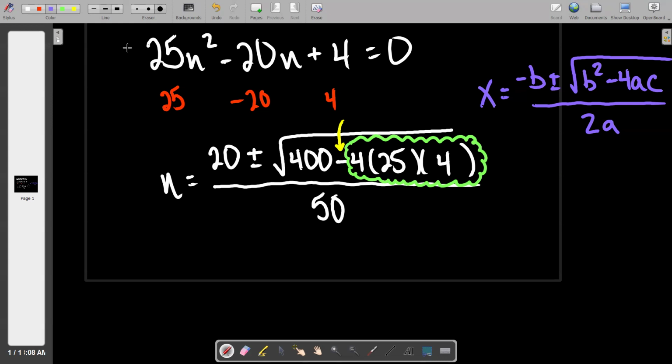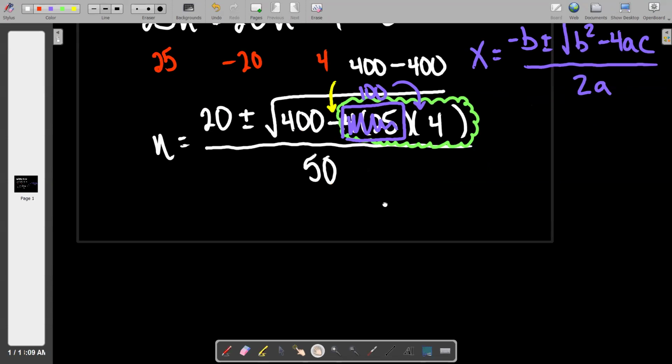Yes, because these two in this purple box equal 100, right? So if I replace that with 100, and then I still have to multiply it by 4, 100 times 4 is 400. So what I really have inside the square root sign is 400 minus 400. And what does that equal?